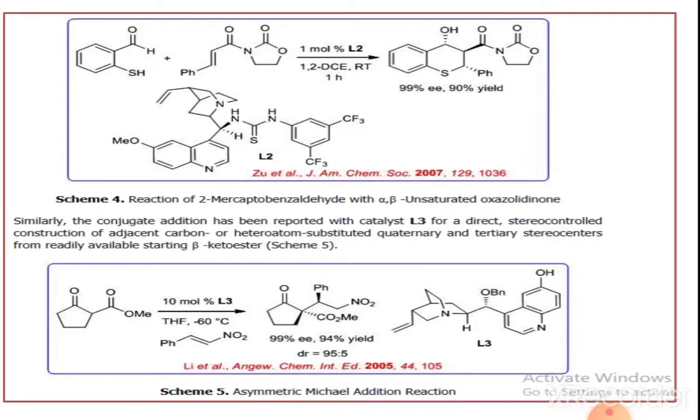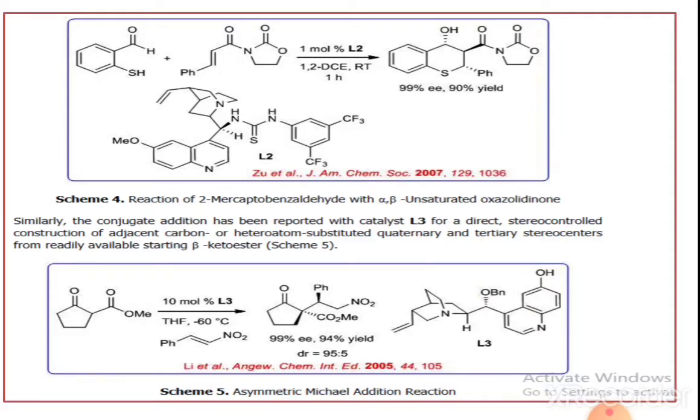Okay, I repeat it, alpha beta unsaturated oxazolidinone. Now similarly, the conjugate addition reaction is also reported by using the catalyst, that means the L3. This type of catalyst gives a direct stereo controlled construction of the adjacent carbon or heteroatom.